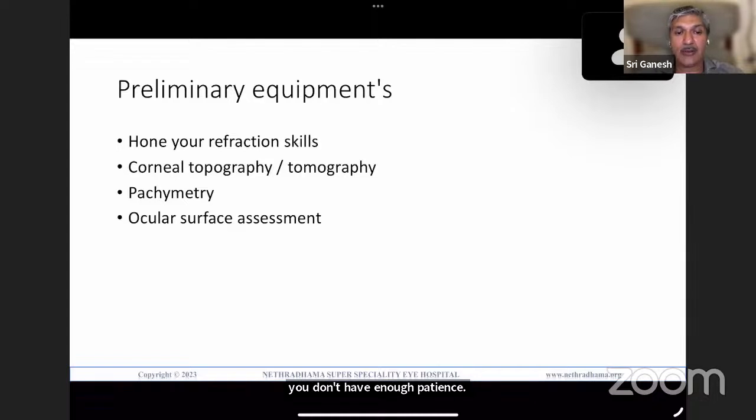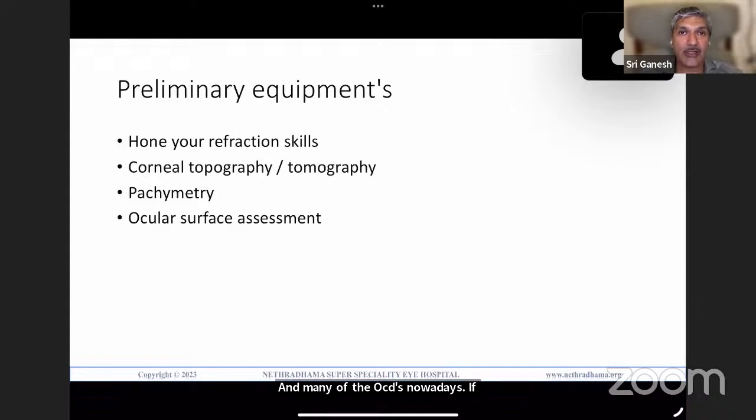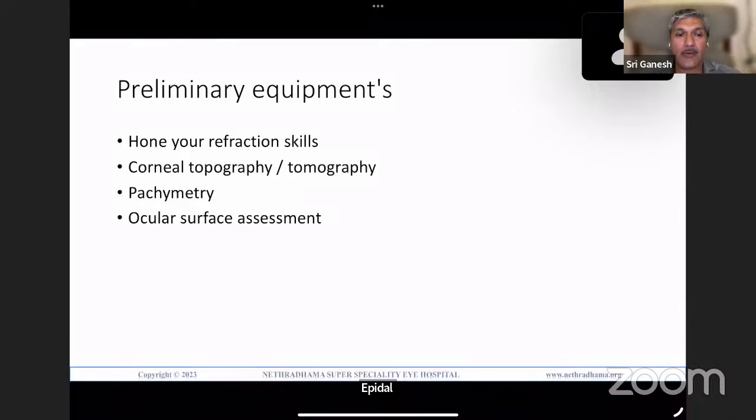Pachymetry again is important to assess things like residual stromal bed and percentage tissue alteration. So having an ultrasound pachy also works quite well. To start off with, it's less expensive. And if you're going to invest in an OCT anyway for your cataract practice or your medical retina practice, then you can have an anterior segment OCT. Many of the anterior segment OCTs nowadays also give you some amount of corneal topography, elevation maps, epithelial maps, and even pachymetry maps.